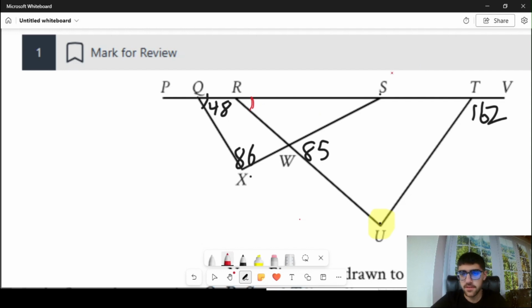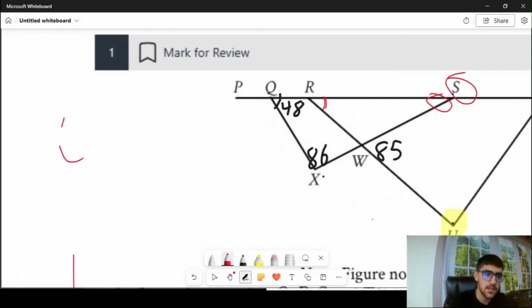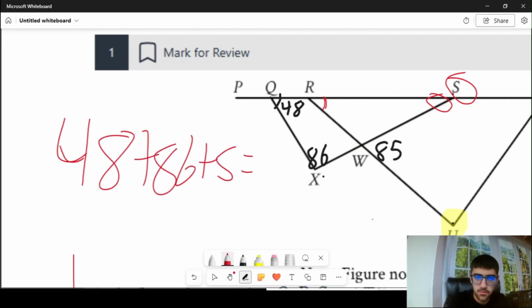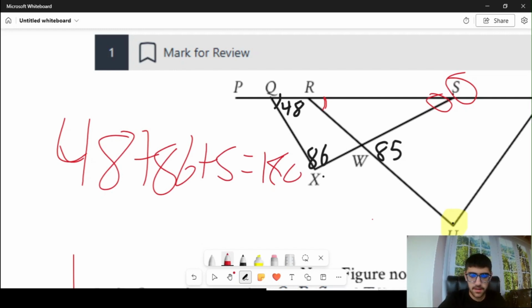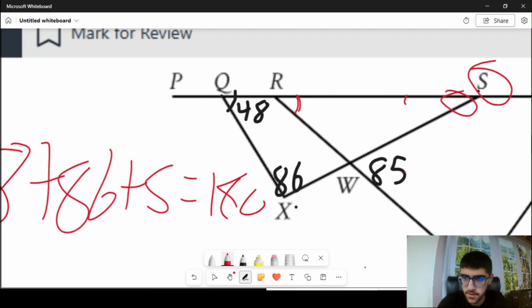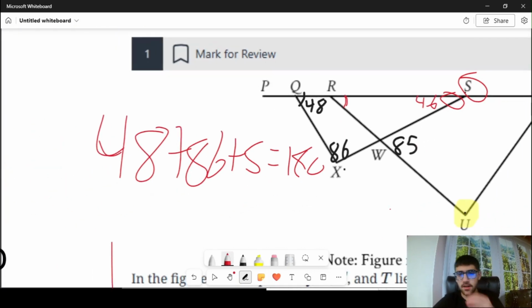So how are we going to solve for the first thing, angle S? I'm going to look at this bigger triangle right here, triangle QXS. That is the bigger triangle. So I have 48 plus 86 and then S. They have to equal 180. So 48 plus 86 plus S equals 180. I'm going to put this in Desmos. 180 minus 48 minus 86, I get 46. So angle S is equal to 46. Okay, so that's the start.